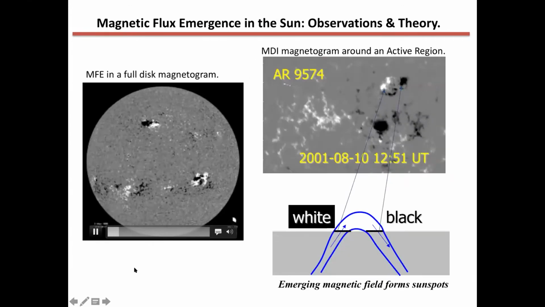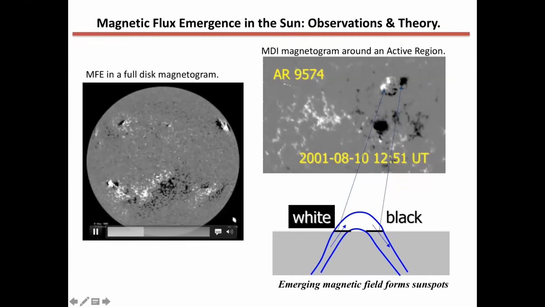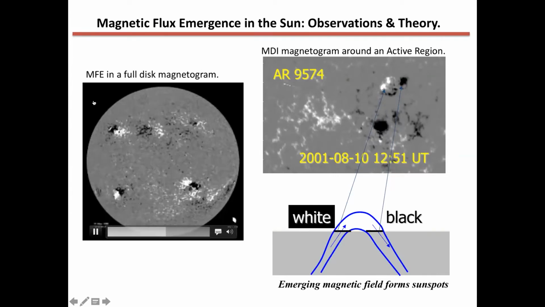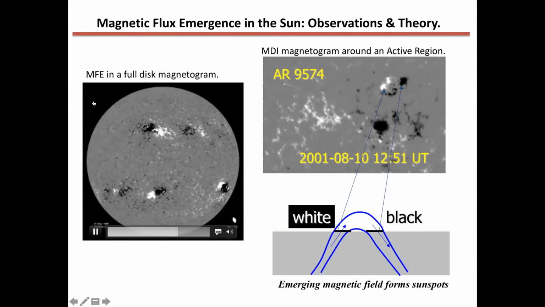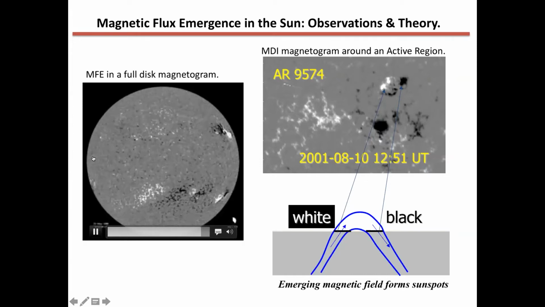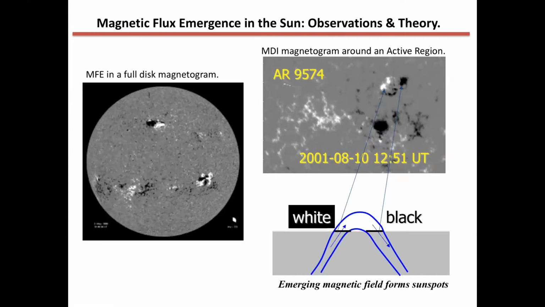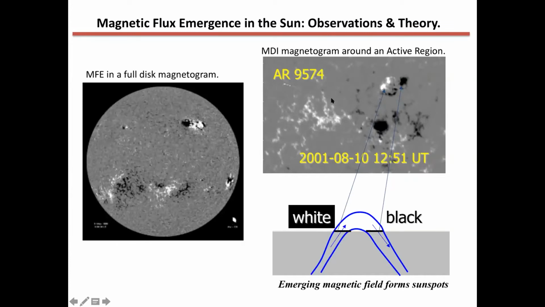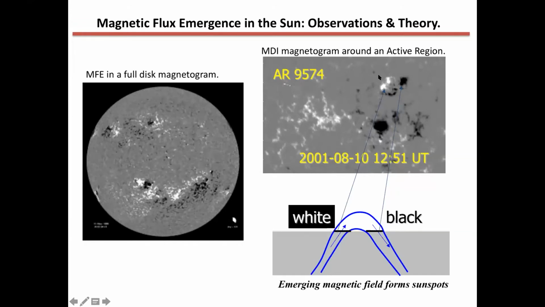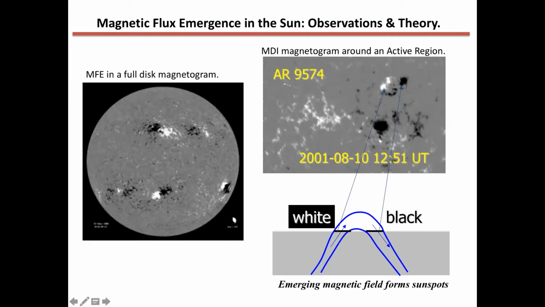What you see here on the left-hand side is a full disk magnetogram of the Sun. In black and white areas, you see oppositely directed magnetic fields, positive and negative, and you see that they appear in the photosphere in specific locations, and these are, as you know, the active regions. On the right-hand side, you see a close-up of one of these areas where you clearly see the appearance of a bipolar region. This is the positive, this is the negative polarity.